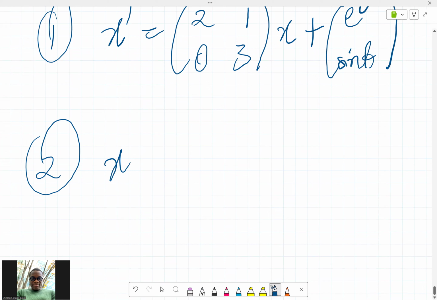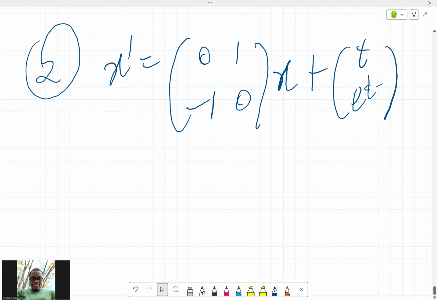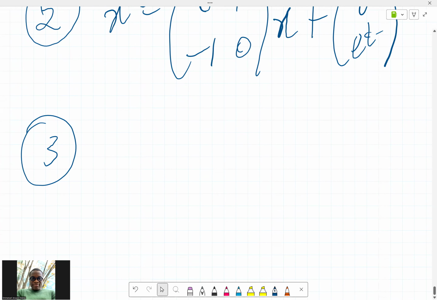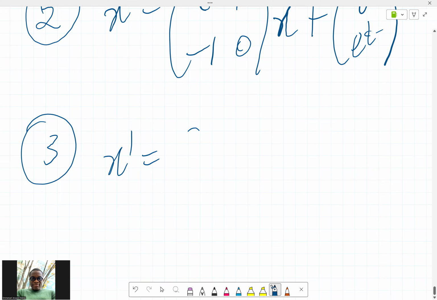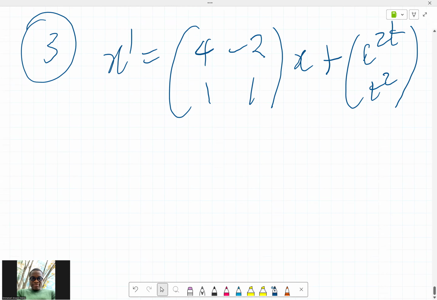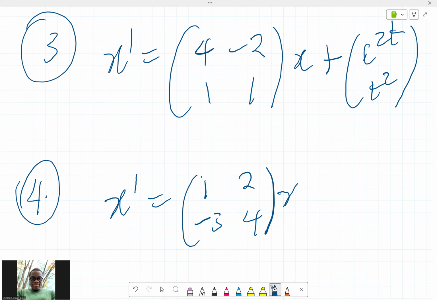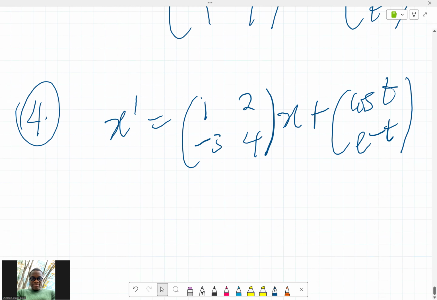2, we have x prime equals 0, 1, minus 1, 0, x plus t e raised to power t. Okay, 3, do this. X prime equals 4, minus 2, 1, 1, x plus e raised to power 2t t squared. Okay, number 4, do this too. x prime equals 1, 2, minus 3, 4, x plus cos t e raised to power minus t. Do that.